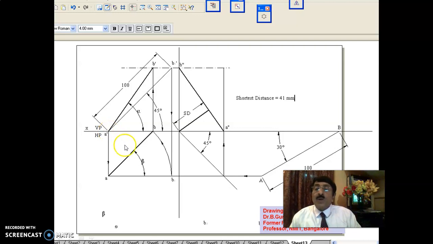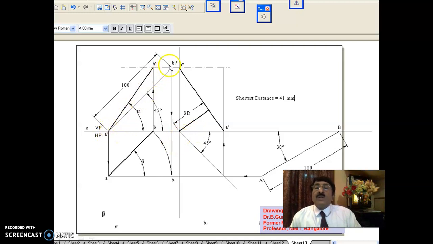Then I have drawn this construction. The line is inclined at 30 degrees to VP. I have drawn 30 degrees to VP and cut 100, so that when you get this point A in front of VP, if you draw a line at 30 degrees and cut 100, automatically it will be on this locus only, that is the XY line only. That is why I drew it.